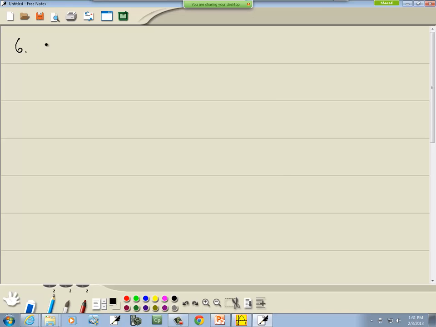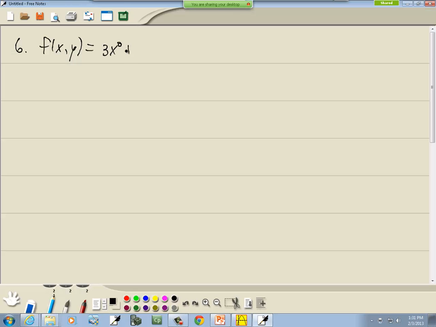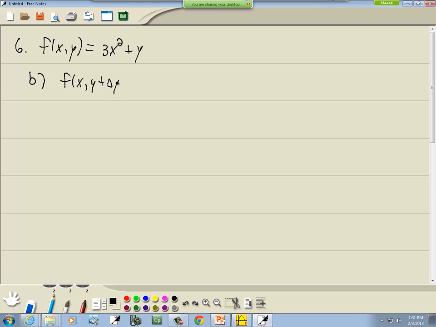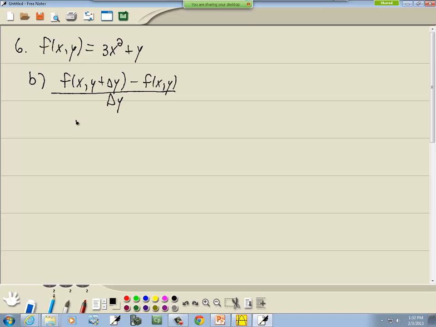Okay, so part B, we got number 6: f of x y is equal to 3x squared plus y. Okay, and then B, we want to find f of x, y plus delta y, minus f of x y, over delta y. Okay, so first thing, just like before, we need to find this f of x, y plus delta y.